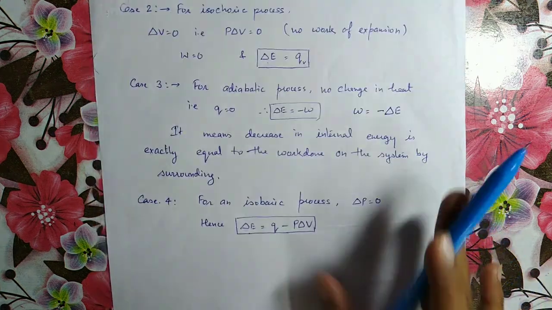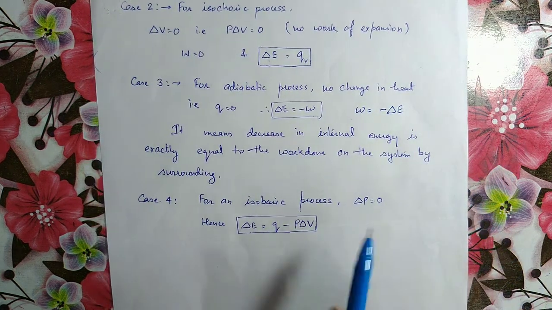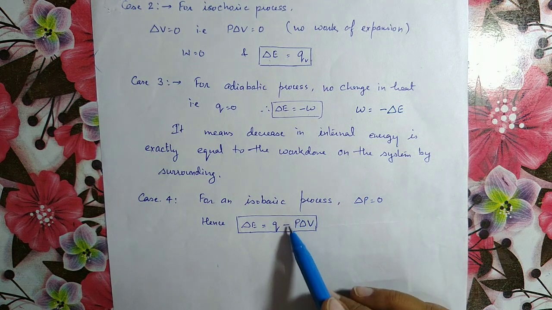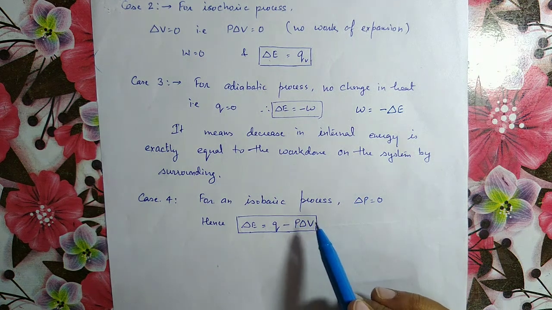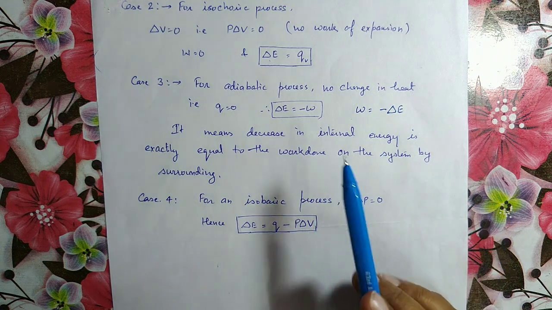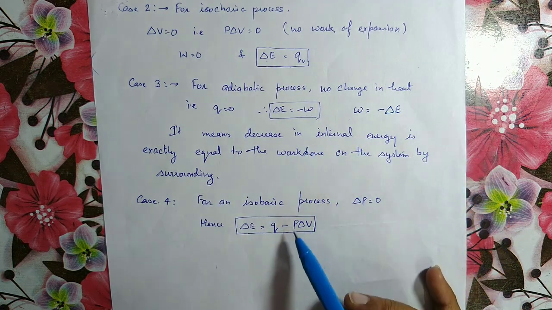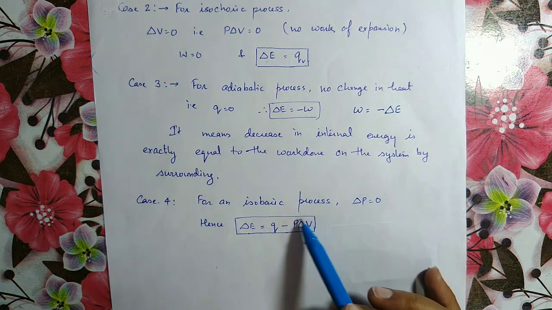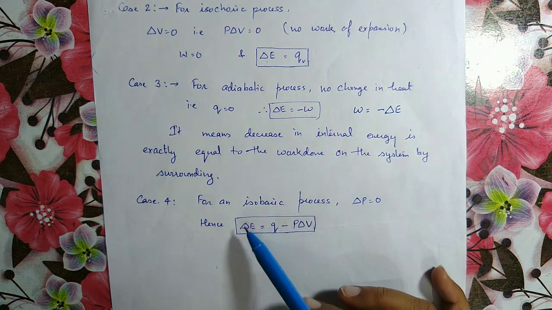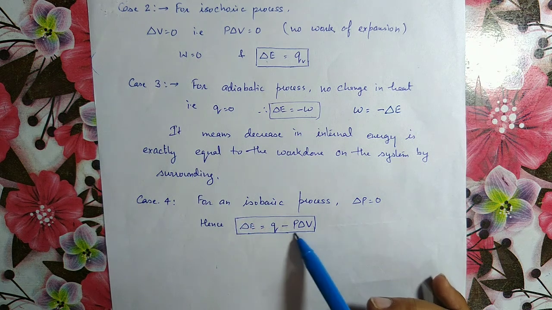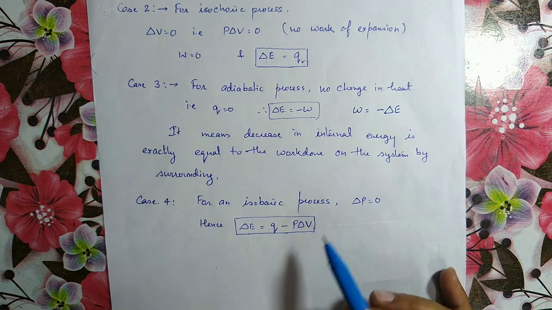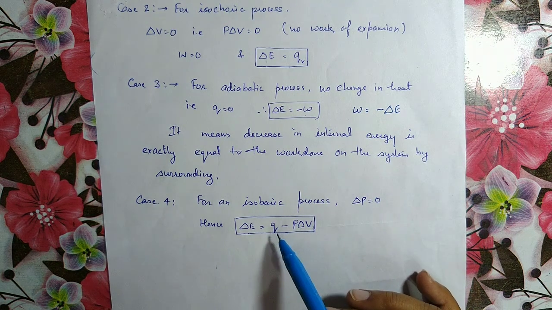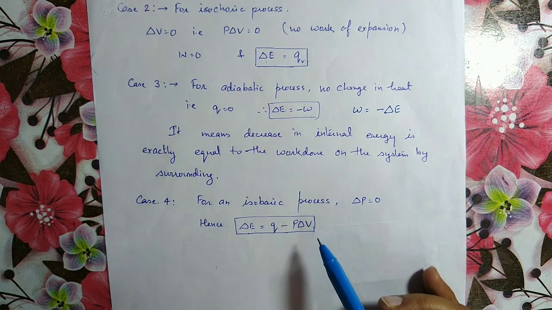For an isobaric process, this del P will be 0. In that case, this pressure-volume work done will be positive. In the case of del V equal to 0, it will be 0, but in the case of an isobaric process, it will be positive, and this expression will be the normal expression, that is del E will be equal to Q minus P del V, right?